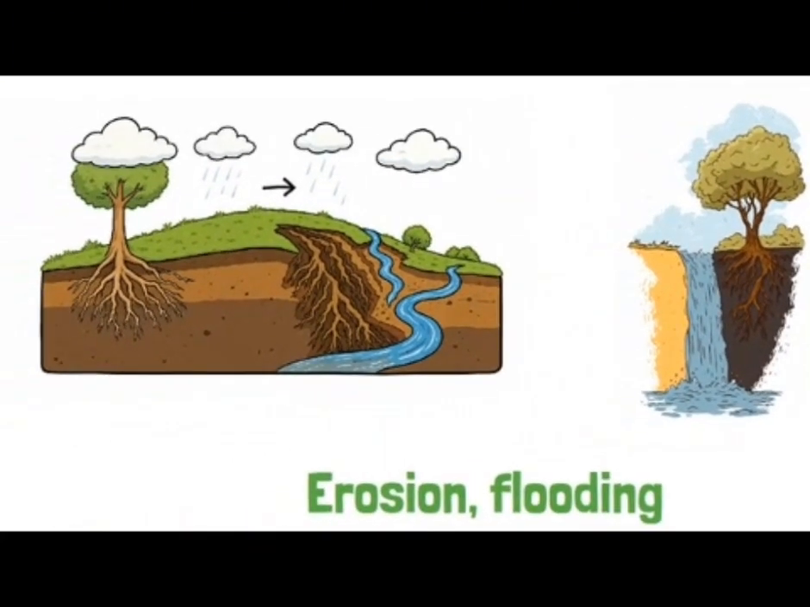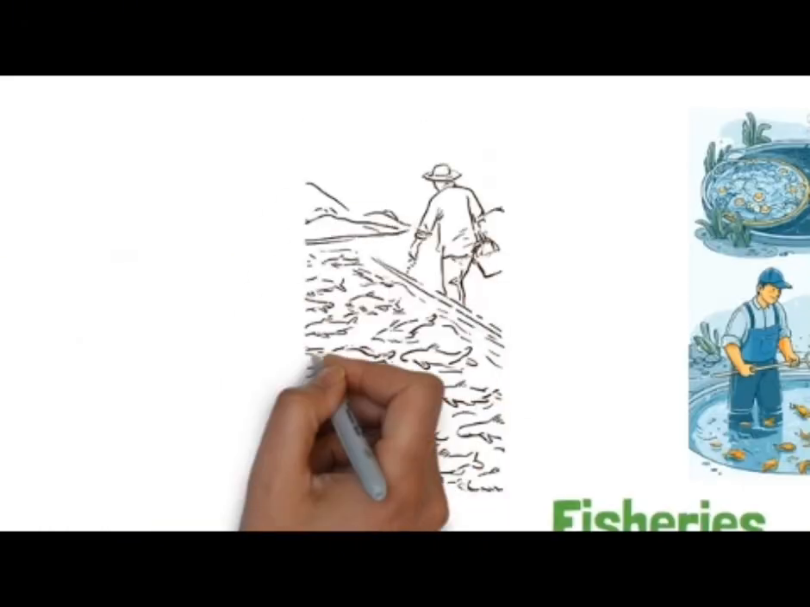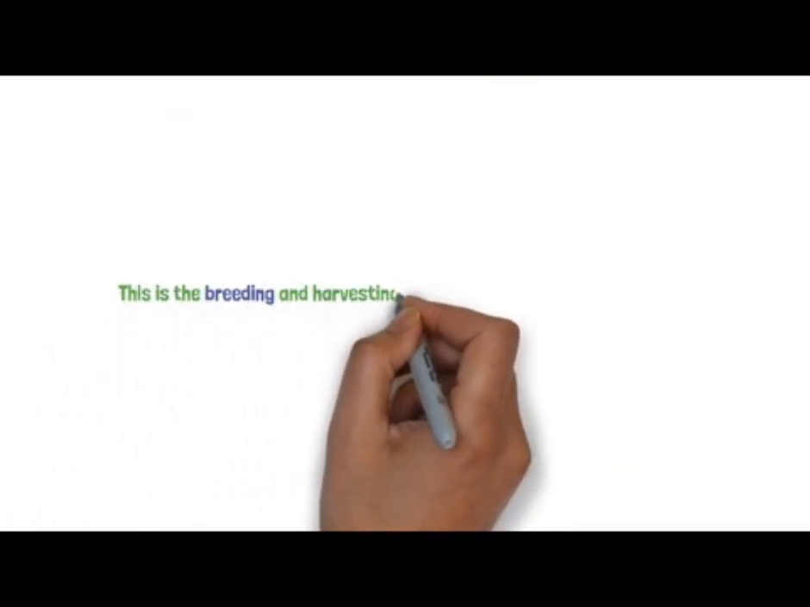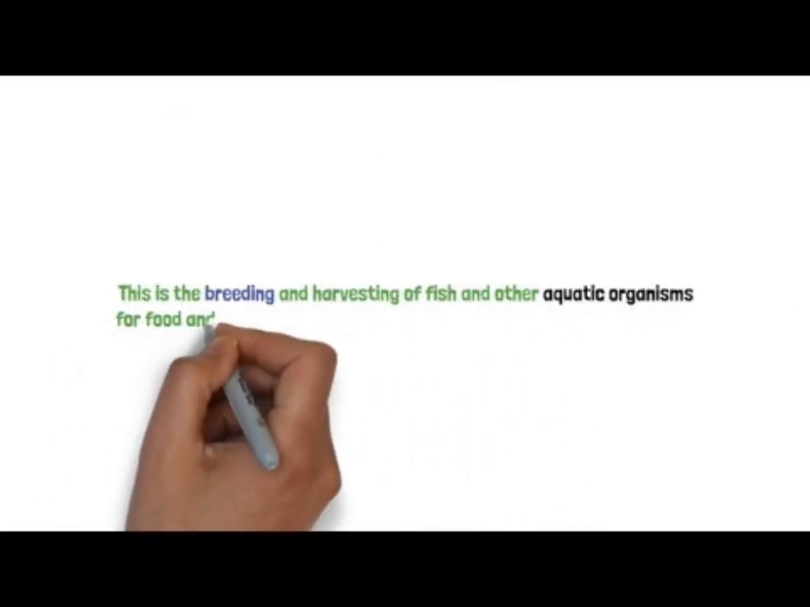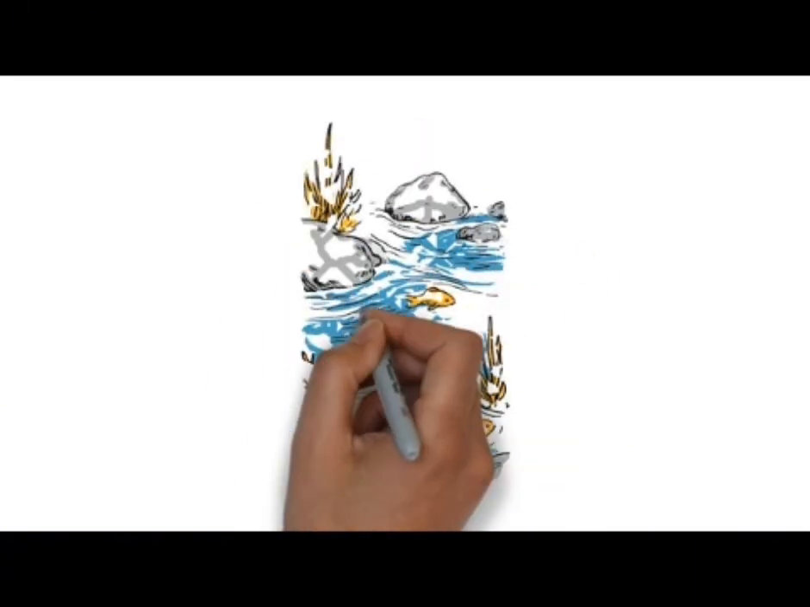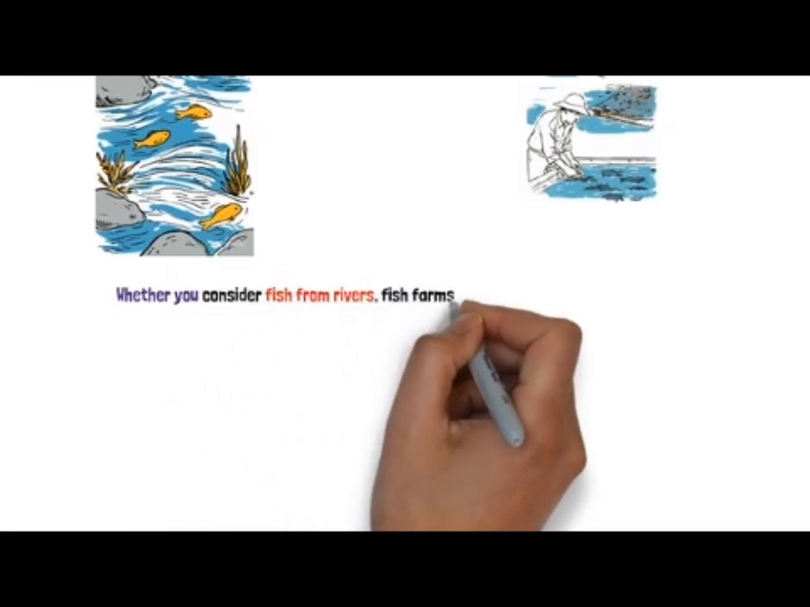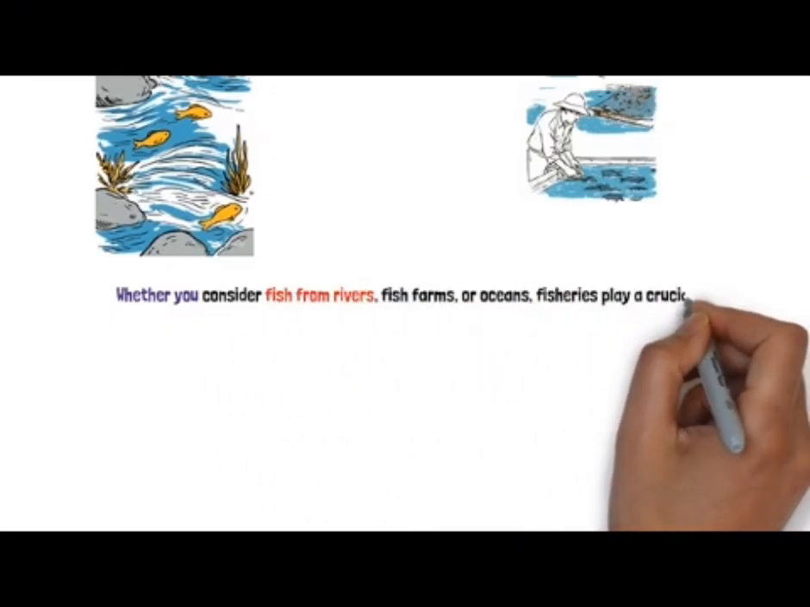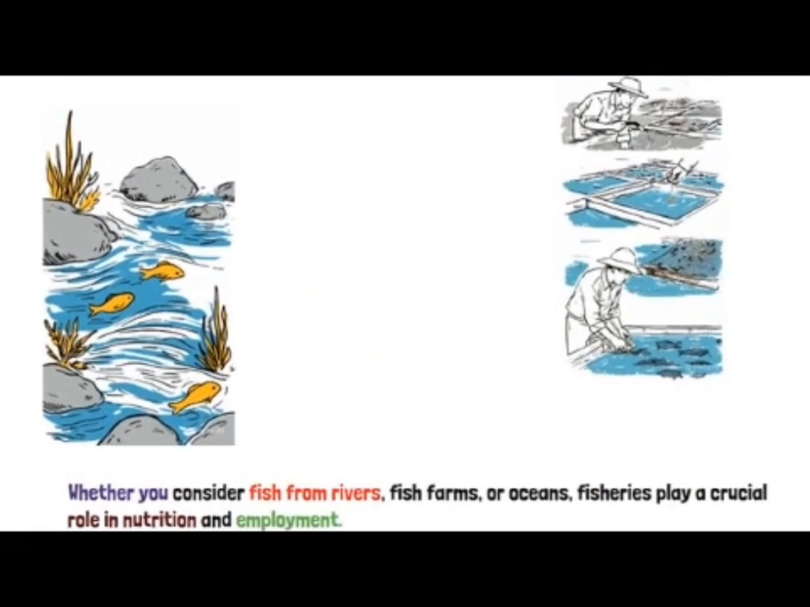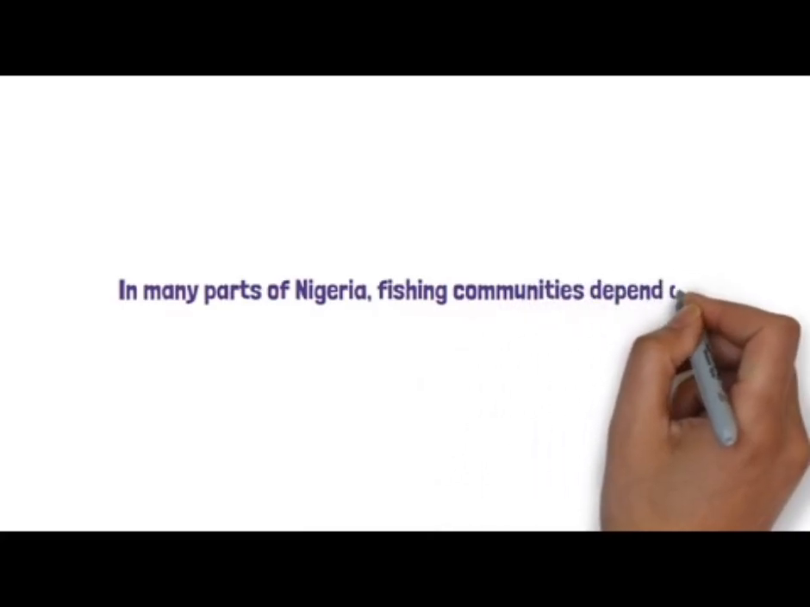Next, we move from land to water and to the branch known as fisheries. This is the breeding and harvesting of fish and other aquatic organisms for food and industry. Whether you consider fish from rivers, fish farms, or oceans, fisheries play a crucial role in nutrition and employment. In many parts of Nigeria, fishing communities depend on these waters for survival.